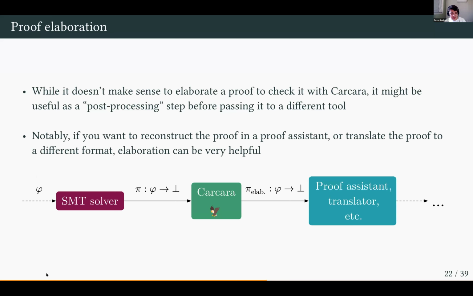So for instance, if you want to reconstruct a proof in a proof assistant, but these coarse-grained steps mean that checking is very slow, you might use Carcara as a middleman to elaborate the proof and produce a proof that is easier for the proof assistant to check. And since proof assistants in general are much slower than Carcara, even when Carcara is elaborating, it might make sense performance-wise to do this elaboration. If you want to translate the proof to a different format, it also makes a lot of sense to elaborate it beforehand, because then you have to deal with less of this horrible, weird stuff that can happen in proofs.